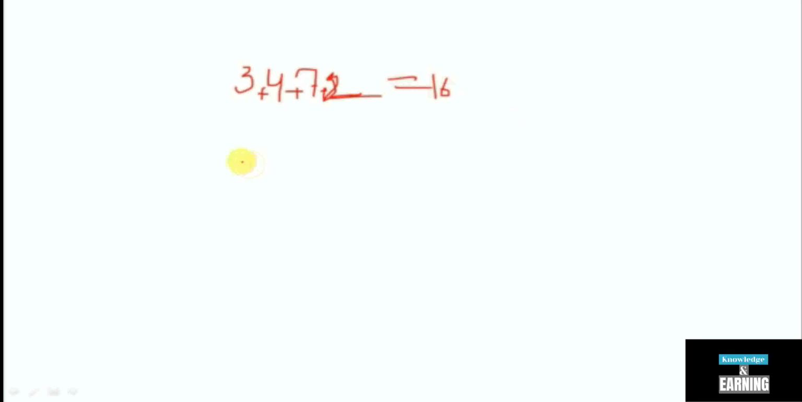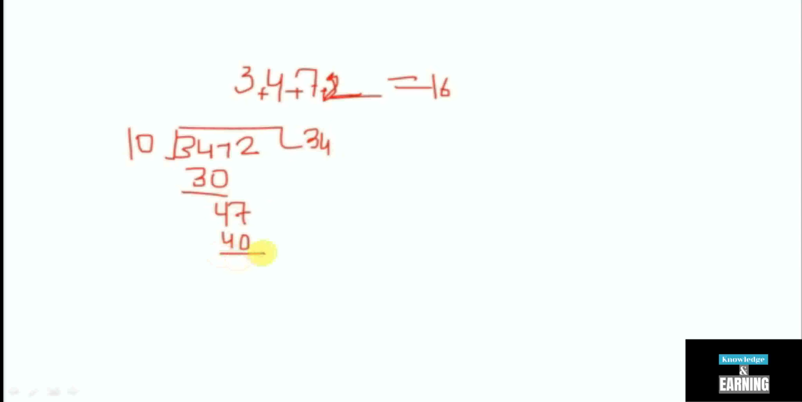So what is the logic behind this? Let's suppose my number is 3472, as I have already told you. We will be dividing this number by 10. I am doing it in a very simple way; you can divide it directly also. 10 threes are 30. Next is 10 fours are 40. Next remainder I got as 7, 72. 10 sevens are 70. And I got 2 as my remainder.